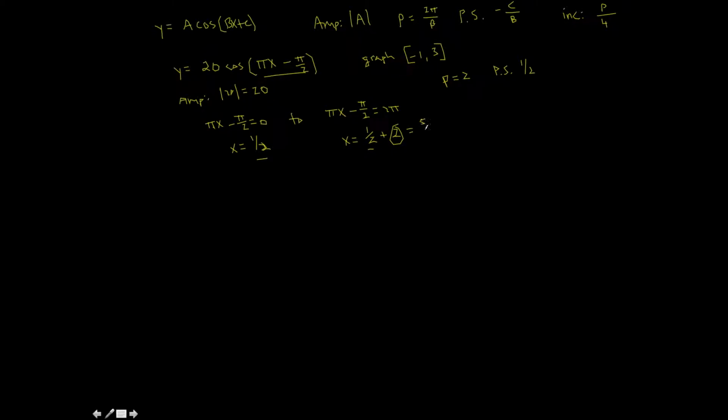and you get 5 over 2. So I know one full cycle is from 1/2 to 5 over 2. 1/2 to 5 over 2. Now, pause the video right now and write all this information down, because I'm going to have to go to the next screen to draw it.